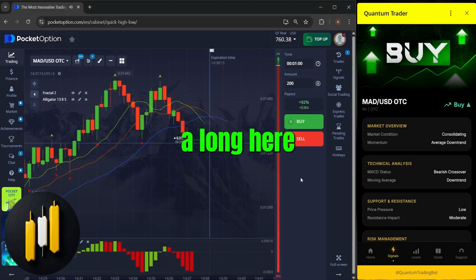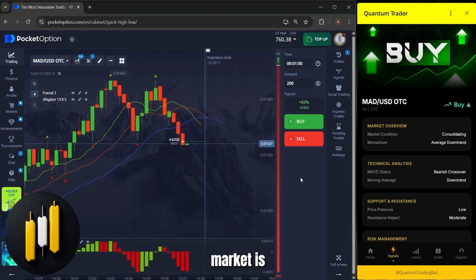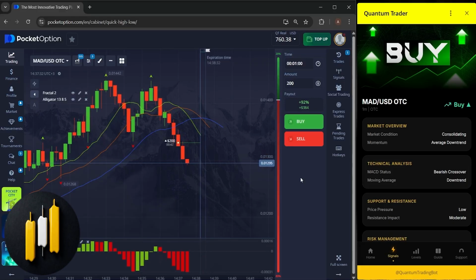Opening a long here would be risky. The market is in consolidation, but momentum shows a moderate downward trend, meaning sellers still have control even in sideways movement. The alligator has already turned downward. Its lines are spreading and price is moving below them like a float about to sink.